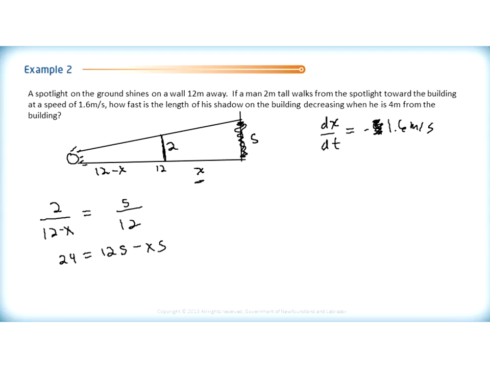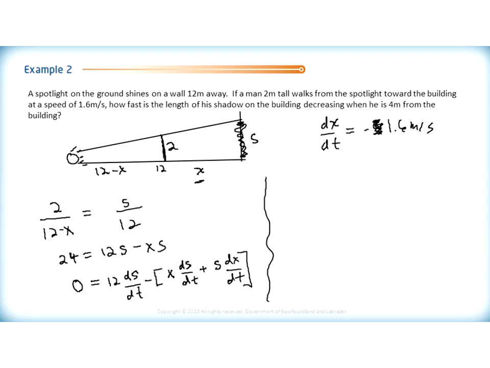So let's see what happens now. If we differentiate both sides, the derivative of 24 will be 0, and the derivative of 12S will be 12 times ds over dt. And then we're going to need a product rule for this stuff. So it's going to be x times ds over dt plus s times dx over dt, using our product rule. And then we can distribute that negative sign and fill in some details. So let's get at that.